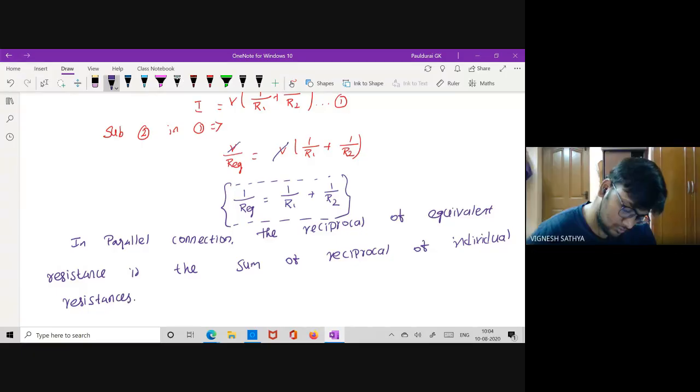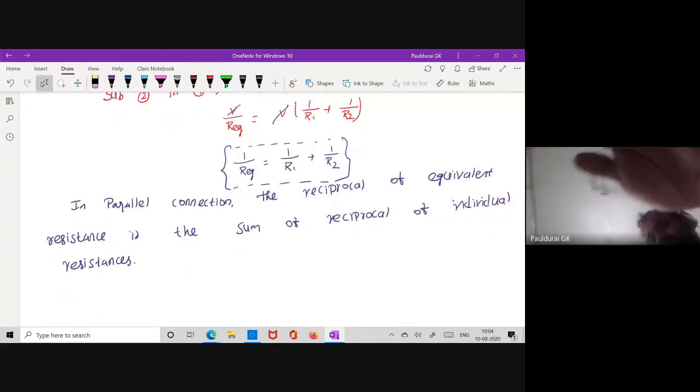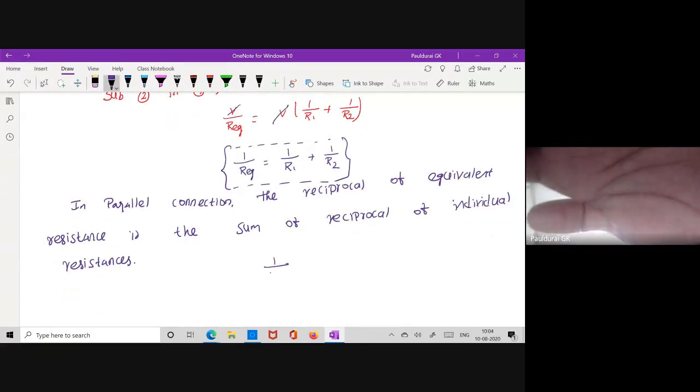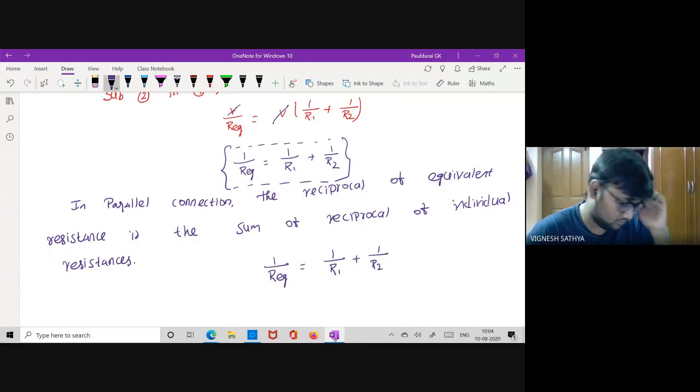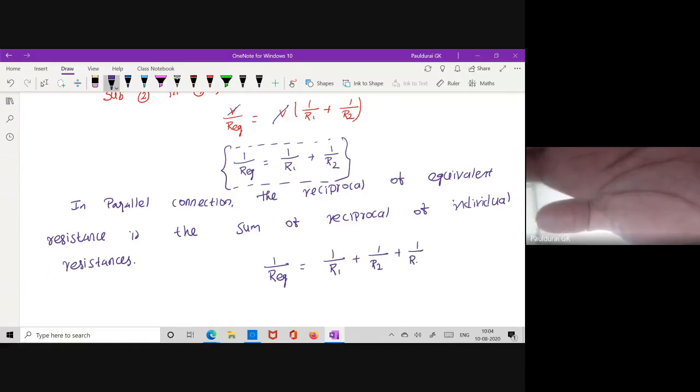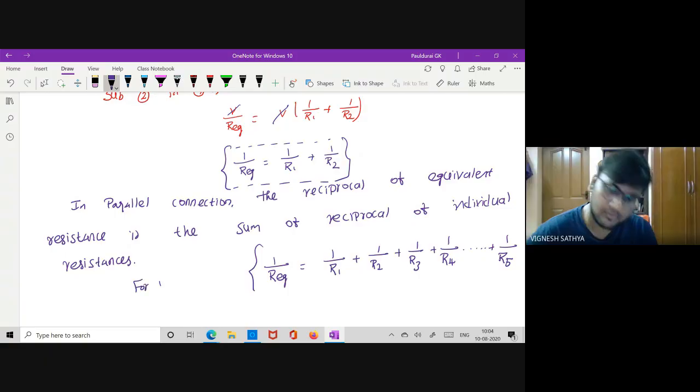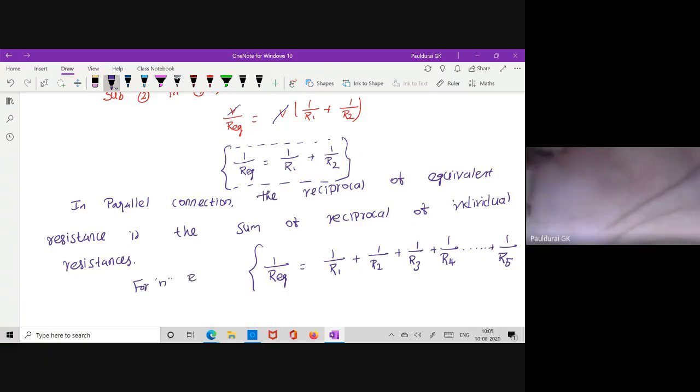Suppose if I connect 3 resistors in parallel, what is the equivalent resistance? 1 by R equivalent equals 1 by R1 plus 1 by R2 plus 1 by R3. Suppose 4, plus 1 by R4. Suppose if I connect n number of resistors in parallel, what will happen? So this is for n resistors.